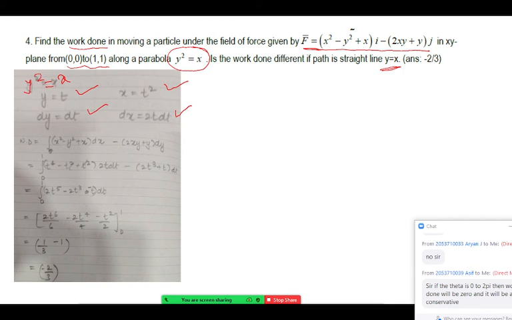Is it visible? Is it visible, whatever is written there? Yes, sir, visible. Pardon? Sir, it's visible. Yes, visible.